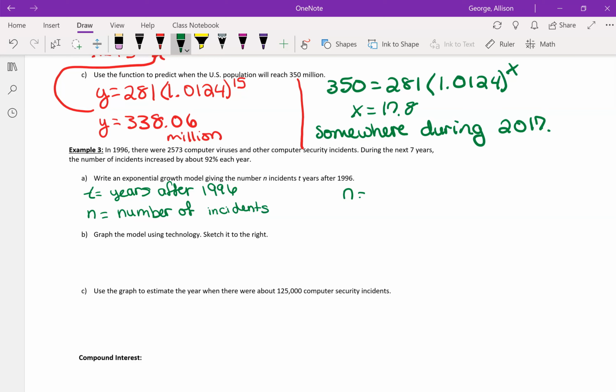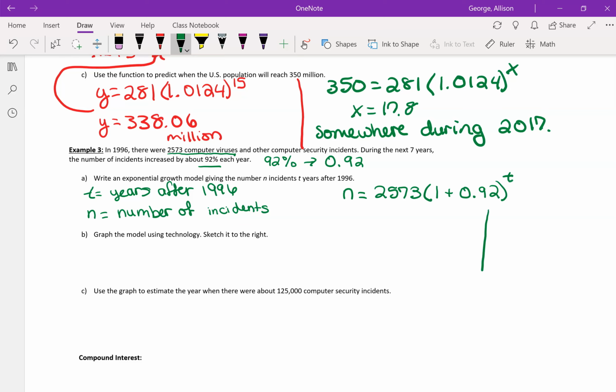All right, so it's going to be N equals. Our starting amount was that 2,573 computer viruses. All right, and it's increasing by that rate. So if that's 92%, that's going to become 0.92 when we plug that in. All right, so there's our equation.